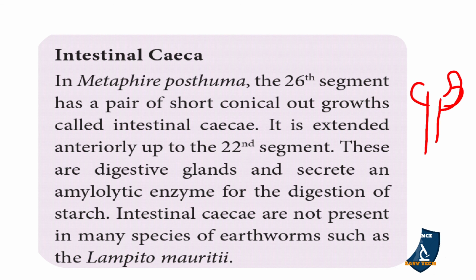And there are digestive glands which secrete amylolytic enzymes to digest carbohydrates. Amylase digests the starch particles, and starch is nothing but carbohydrate. Intestinal caecae are not present in many species of earthworms, such as Lampito mauritii. So in Lampito mauritii you can see these intestinal caecae.